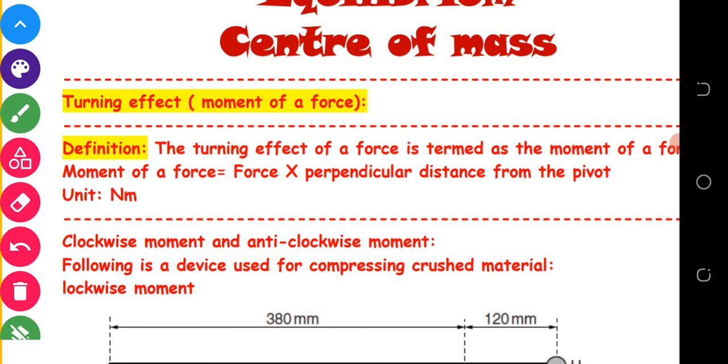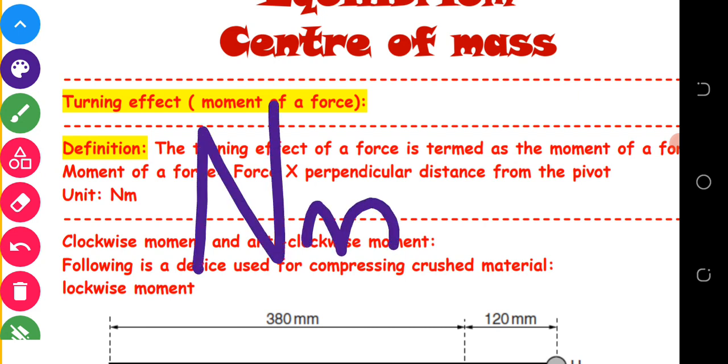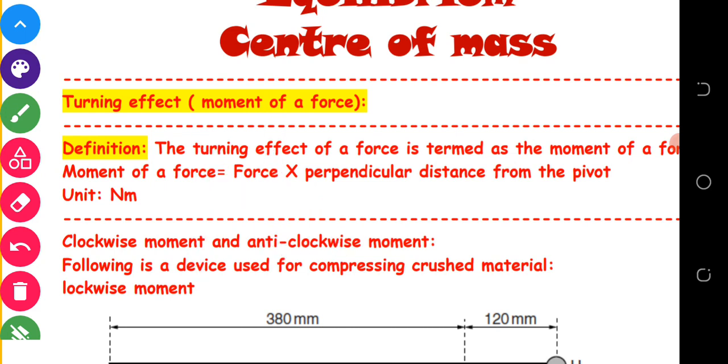force. Now the units for moments are Newton meters. So it's just N for newtons, small m for meters. Those are the units for a moment. The definition again, a turning effect or a moment is the product of a force and the perpendicular distance from the pivot of action of that force.